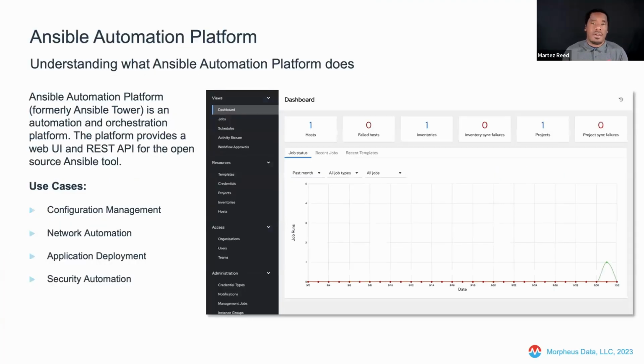So for those that are unfamiliar with the Ansible Automation Platform, it is the platform previously known as Ansible Tower, which is what most folks commonly know it as. It provides the capabilities to facilitate automation as well as orchestration in a single platform. In particular, it essentially acts as the UI as well as API wrapper around the open source Ansible tool.